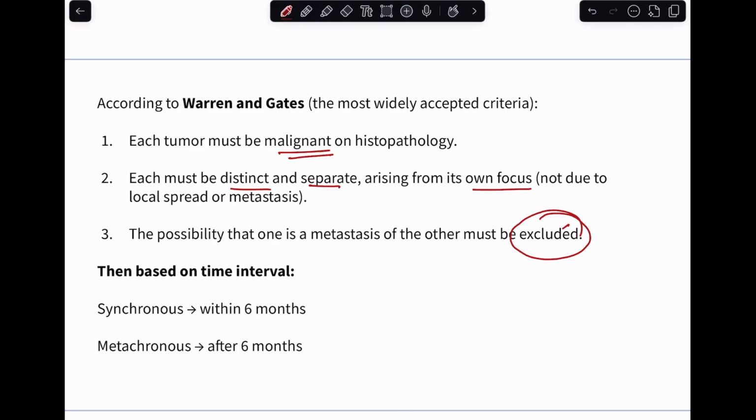So now, after these criteria are fulfilled, we'll look at the timeline. If it has appeared within 6 months, then it is a synchronous tumor. If it has appeared after 6 months, in that case, this is a metachronous tumor. So I hope that I've been able to explain field cancerization and synchronous and metachronous tumors to you, because this is a very important viva question in terms of oral cavity cancer.